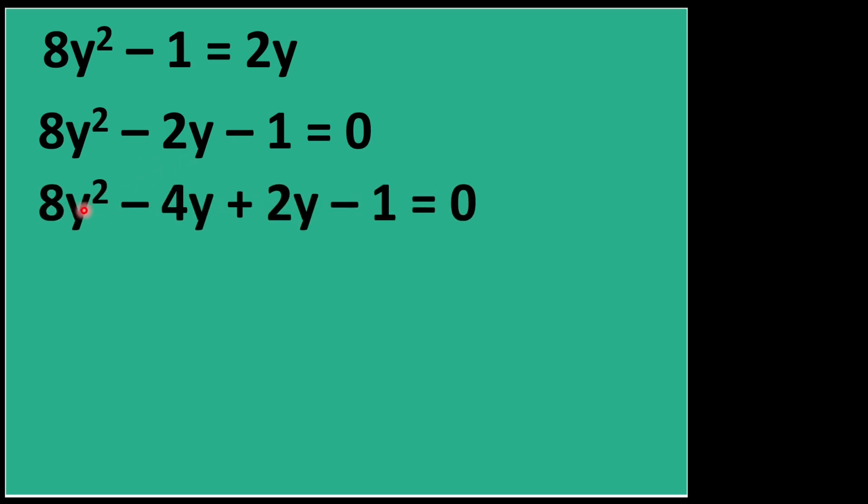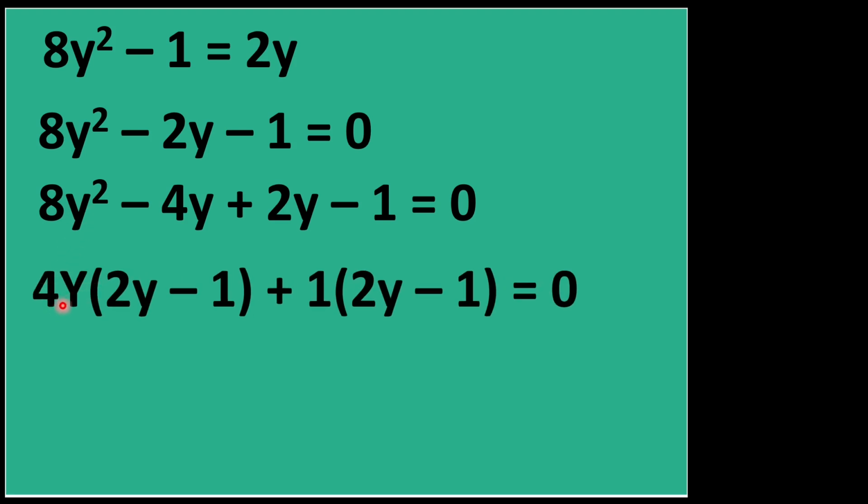So we can write this equation as 8y square minus 4y plus 2y, because minus 4y plus 2y again equals minus 2y. And similarly, if we multiply this, it will become minus 8y square, which is according to the condition, and then minus 1 equal to 0. Now in these two terms, we will take 4y as common, and in these two terms we will take 1 as common. So let's take common.